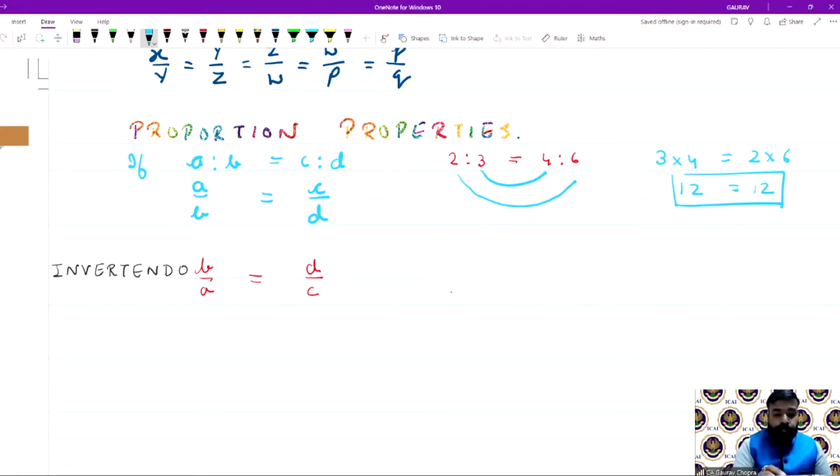Now comes the turn. If we are saying that the ratios 2 by 3 and 4 by 6 are equal, and now we interchange them, we are doing inverse. So we are writing 3 by 2 and 6 by 4. Will they continue to be in proportion? Yes. If we cancel 6 by 4, it becomes 3 by 2. So still they will be in proportion. So this becomes the first property of proportion, that is invertendo. अगर हमने values को inverse किया, it is known as invertendo, और invertendo करने के बाद भी वो proportion में रहेंगे. All right.